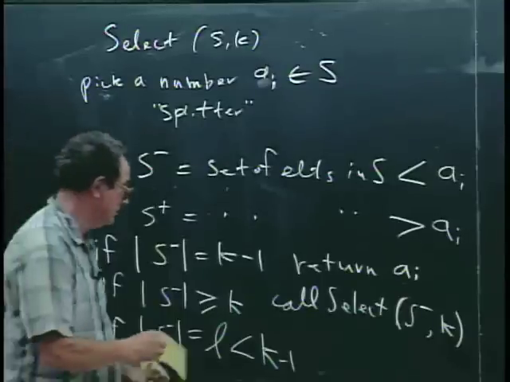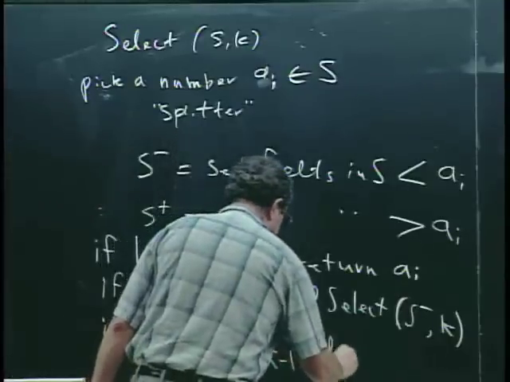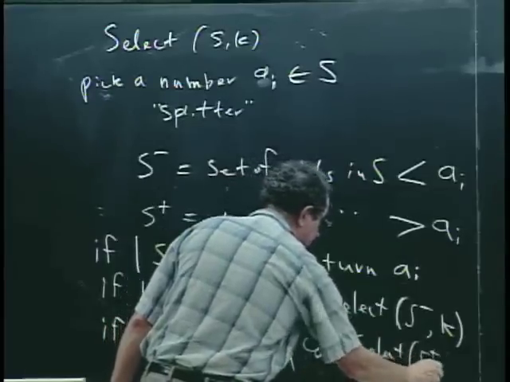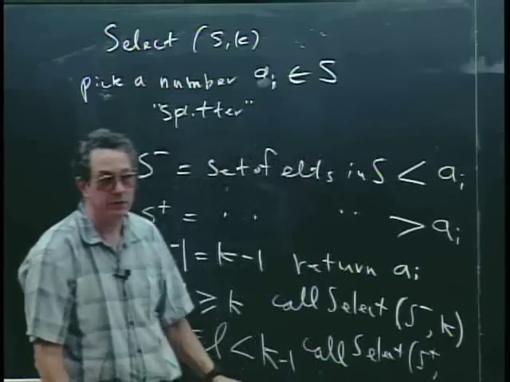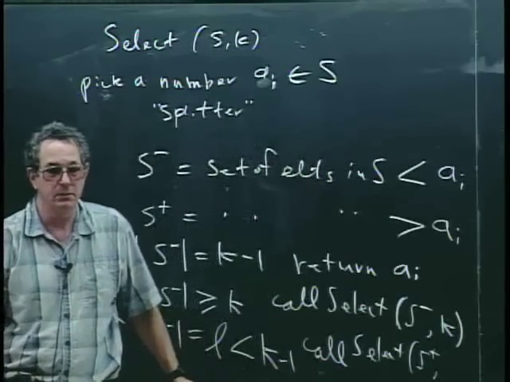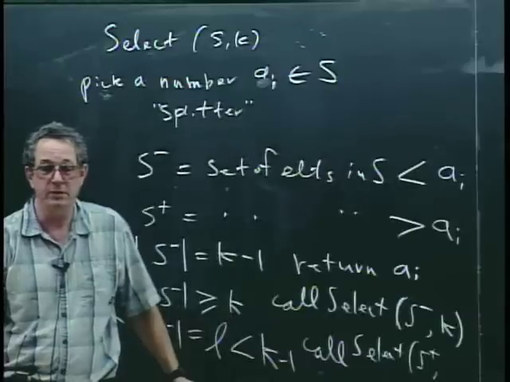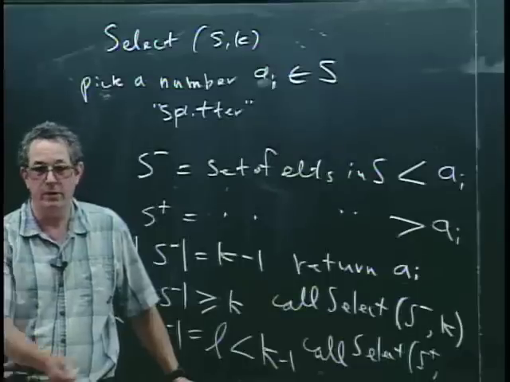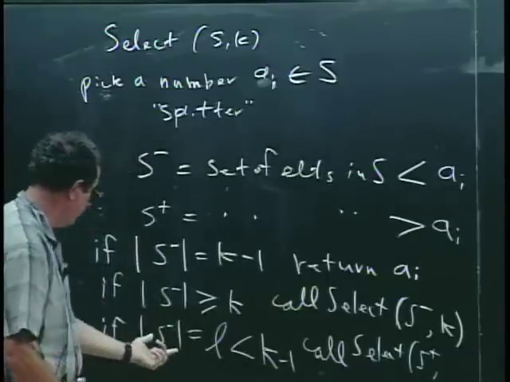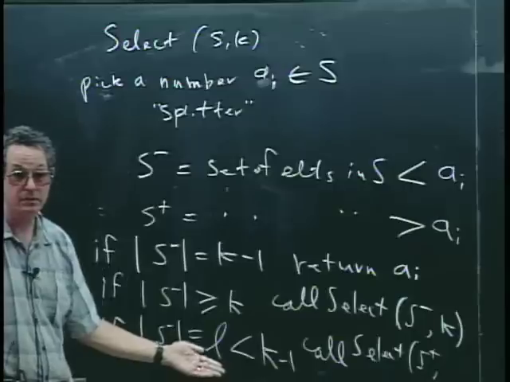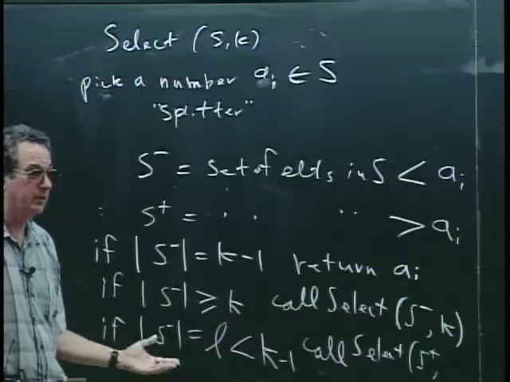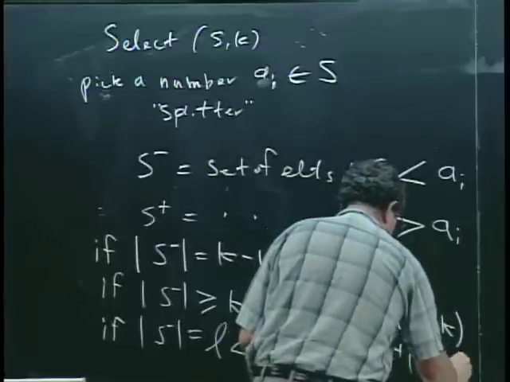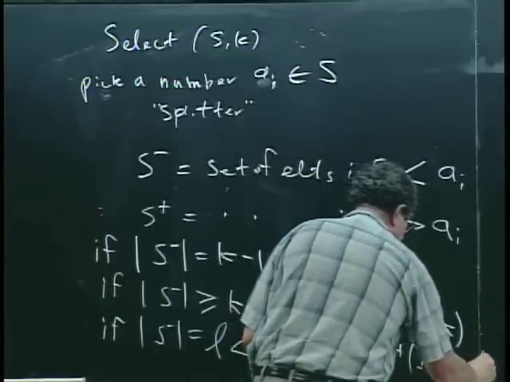It's in S plus. So in that case, we're going to make another recursive call to select, this time on S plus. And what element are we looking for in S plus? Do we want the kth smallest in S plus? No, because we already know that S minus has some size, and the kth smallest is not in there. So for the kth smallest, it's K minus 1 minus L.